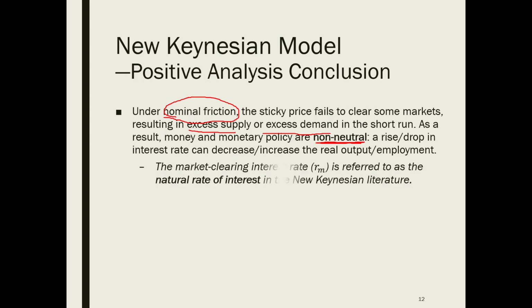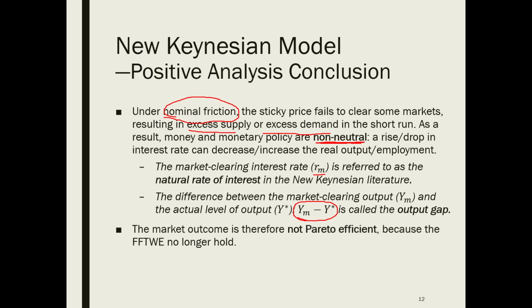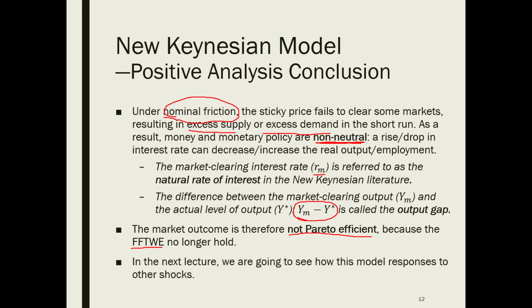As we mentioned earlier, the market clearing interest rate RM is referred to as the natural rate of interest in the New Keynesian literature, and the difference between the market clearing output YM and the actual level of output Y star is called the output gap. In the New Keynesian models, the market outcome is no longer Pareto efficient because the first fundamental theorem of welfare economics no longer holds. In the next model, we are going to see how to analyze other shocks in this New Keynesian model.